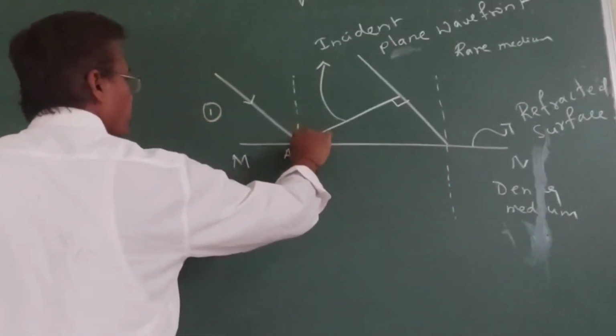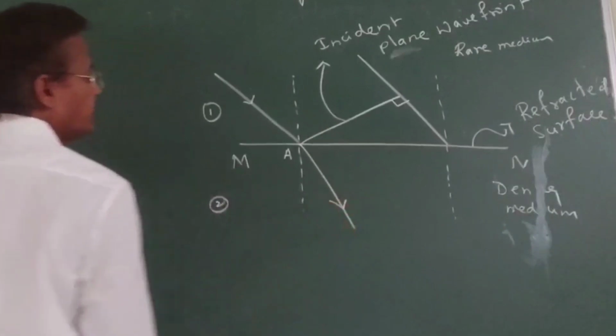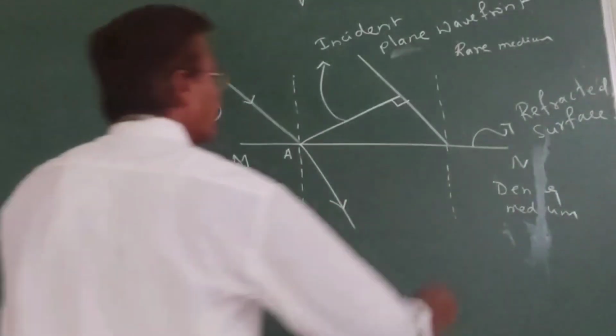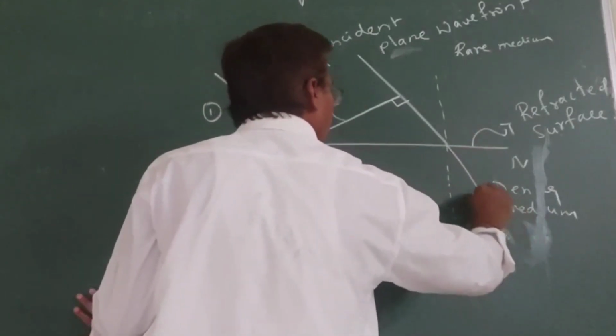So this, it is getting the what? A refracted ray. So this one we are going to see that it's a refracted ray. This is also what we are going to see that it's a refracted ray.